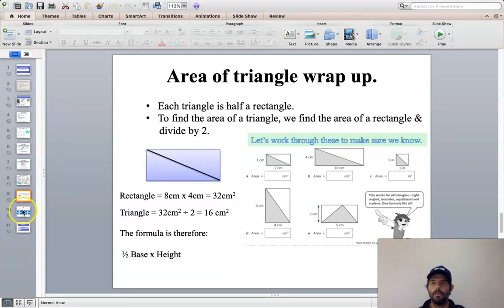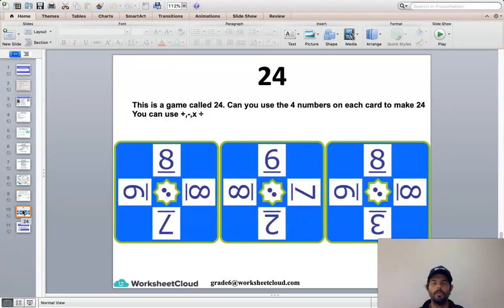Great. Guys, here is your finisher for today. We haven't done one of these for a couple of days, so I hope you're keen to get stuck into it again. Use each of the 4 numbers on each card and try to come up with the answer of 24 using plus, minus, multiply, divide. You don't have to use all the operations.